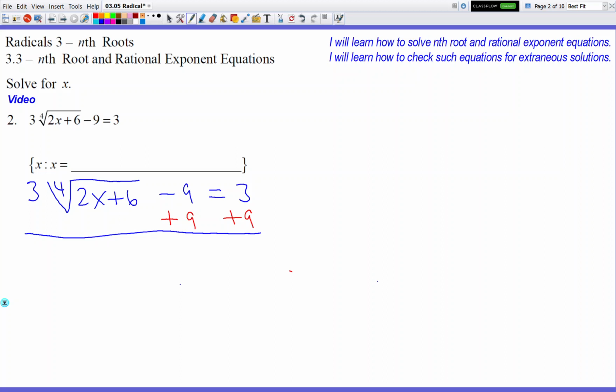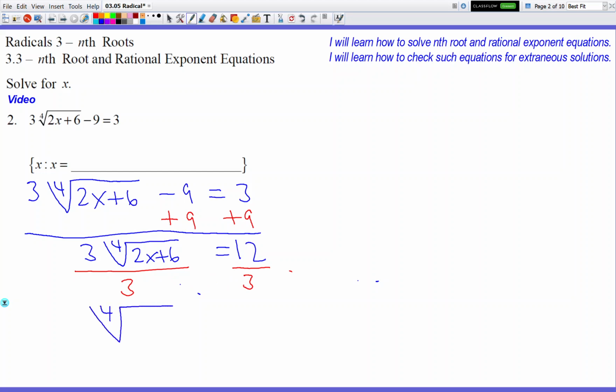Okay, so your right side number is 12. Oops, why isn't it writing? Okay, there we go. So 12 on the right side. The 9's cancel out, and you get 3 times the 4th root radical of 2x plus 6. And then we're going to get rid of the 3 next. And it's going to disappear pretty easily, right? Just going to divide both sides by 3. So you get 4th root radical of 2x plus 6 equals 4.